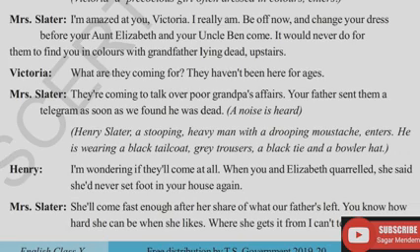So now Henry was saying, "I am wondering if they will come at all. When you and Elizabeth quarreled, she said she would never set foot in your house again." So Henry was mentioning this. Your sister said, when you both quarreled before leaving the house, that she would never step into this house again. But the sister knows very well about her sister, because both of them grew up together, and they know each other's mindset and attitude.